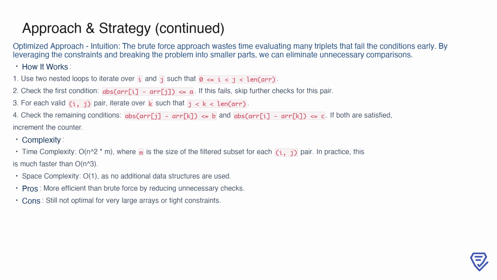While this approach still uses nested loops, it significantly reduces unnecessary checks, resulting in a time complexity of n squared times m, where m represents the size of the filtered subset for each pair. The space complexity remains 1, as no additional data structures are used. This balance of improved efficiency and minimal memory usage makes the optimized approach a clear improvement, though it may still struggle with very large arrays or particularly tight constraints.